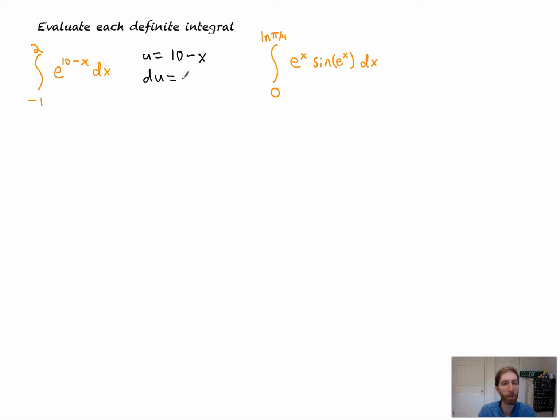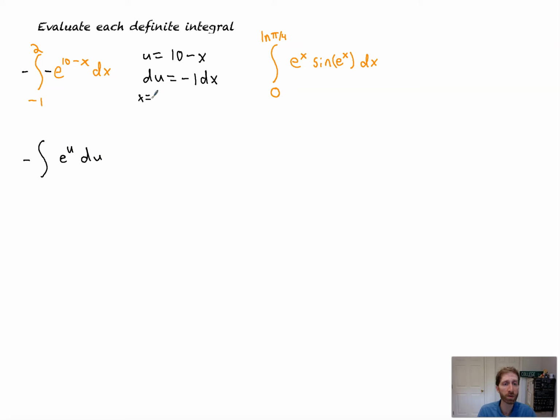Du is equal to minus 1 dx. Well, we don't have a minus 1 dx, so I'll put in a minus and a minus. That gives me the minus 1 dx that I need. Okay, so I've got the minus out there. Minus 1 dx is du. That leaves me with e to the u. But now we need to sub in for our x values, right?